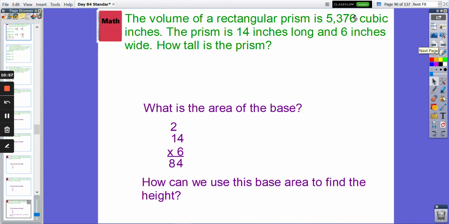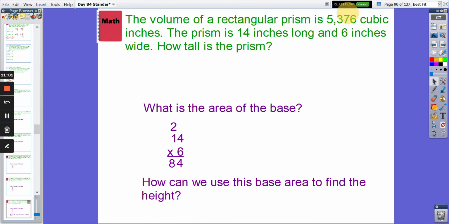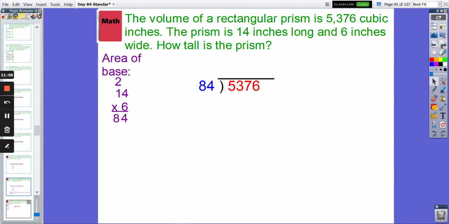So how can we use that to find the height? Well, we know the volume, right? We know the total volume and we know the area. So to use opposite operations, we are going to divide to find the missing height, because we have 14 times 6 times blank equals 5,376. So the way to solve that is to divide. 5,376 divided by 84.